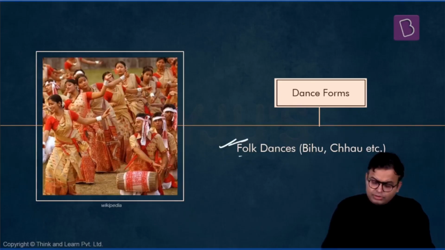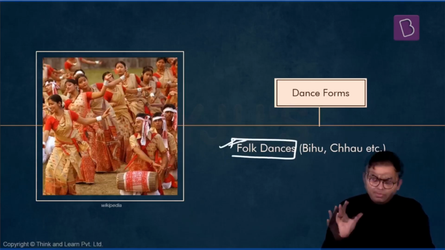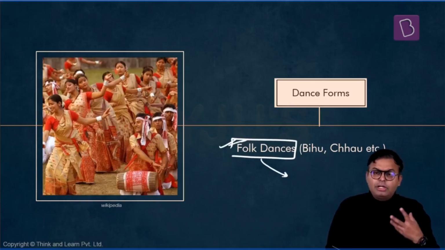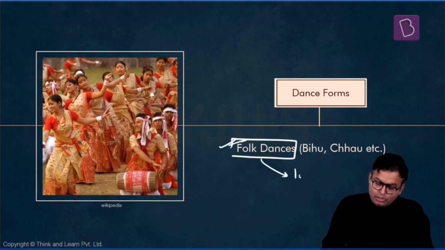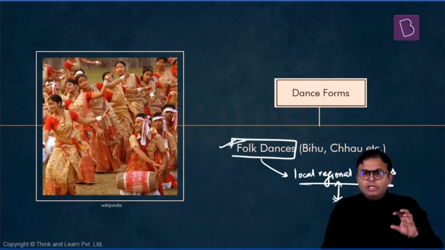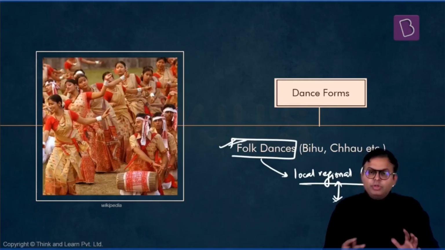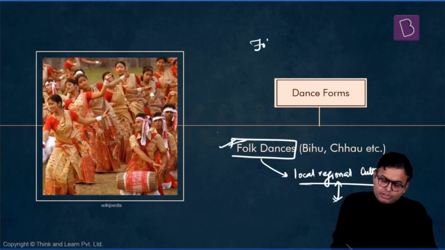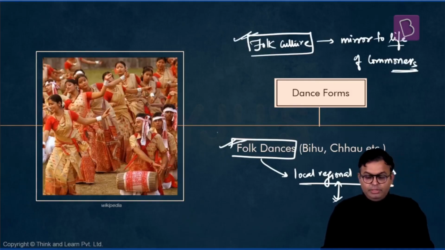Now, we also have folk dances, which are again hundreds in number. And the beauty of the folk dances or folk culture is that it talks about local, regional cultures, which generally are given less importance in the ancient and medieval historical accounts. So if we have to talk about the common people, then the folk culture is a mirror to the life of commoners. And we find that in recent times, many of the artists from the folk culture are declining because of the declining, I would say, interest of the present generation.